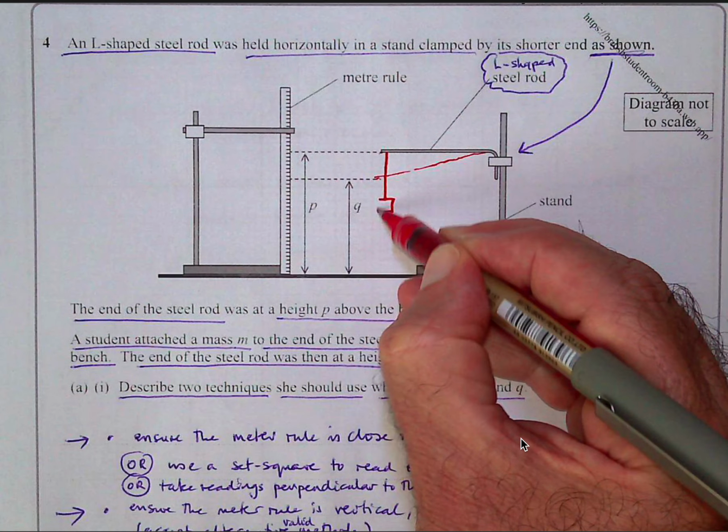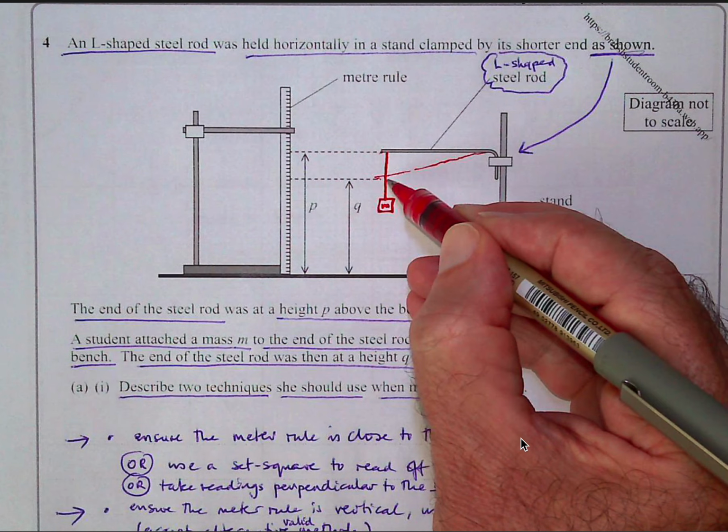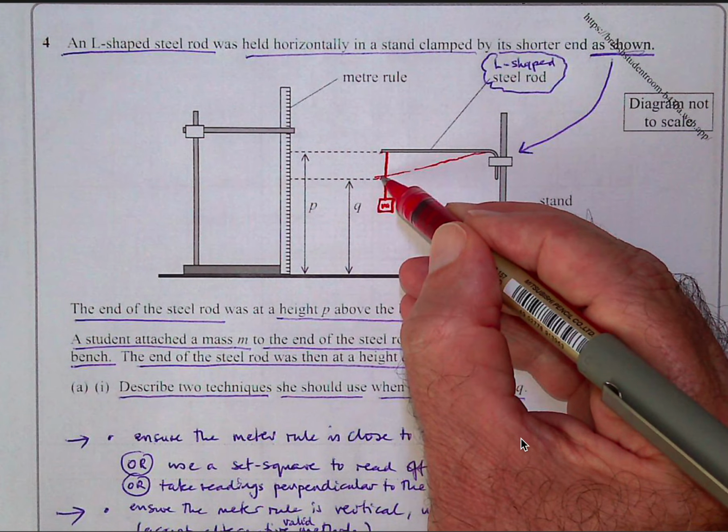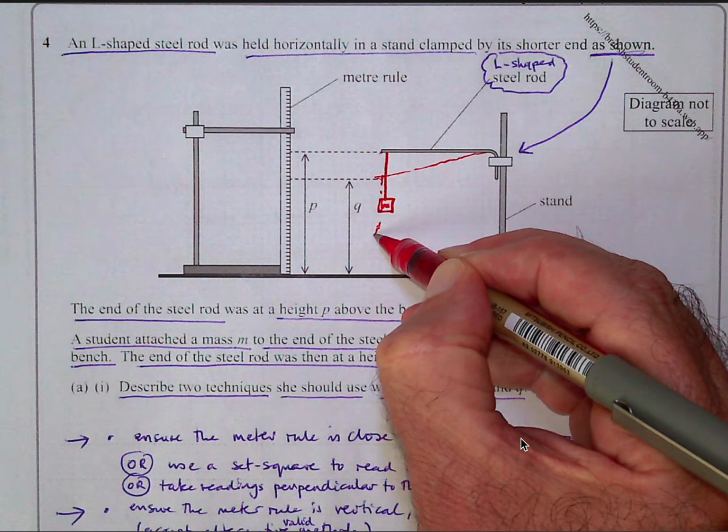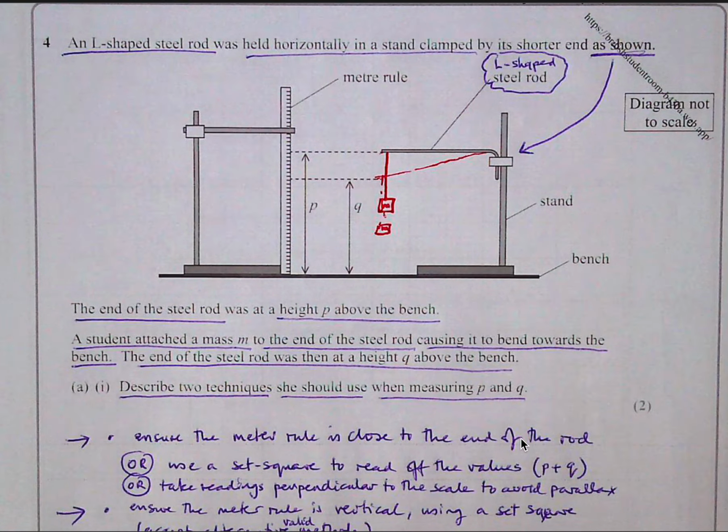It must be a big hefty mass or a very weak thing, so it's going to go down and eventually be moved down that much. So it's causing it to bend. Okay, that's what's happening. So it goes from P above the bench to Q above the bench.